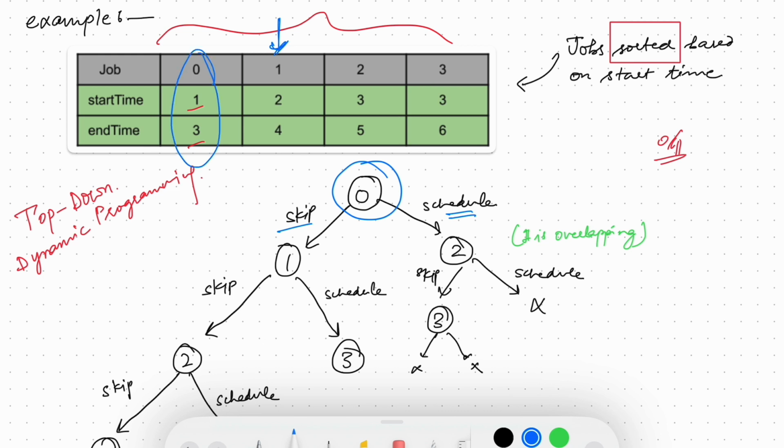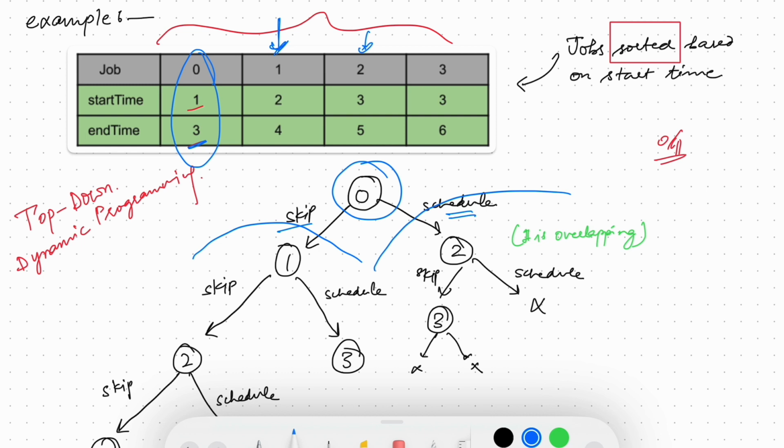But if we have scheduled the 0th job, it is ending at 3. It means we can consider a job which is starting from 3 or later. So once we have considered the 0th job, we can only start from the second job onwards. So now we are starting from the second. And if we have skipped the 0th job, we can start from 1.